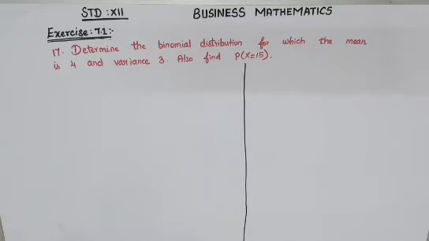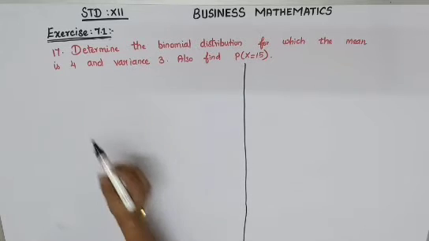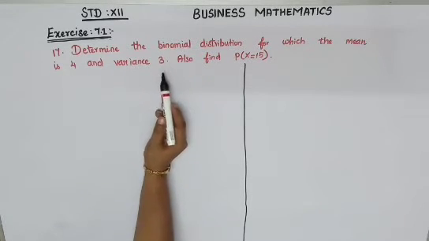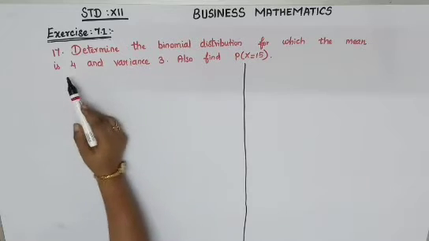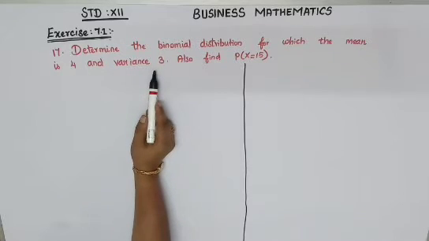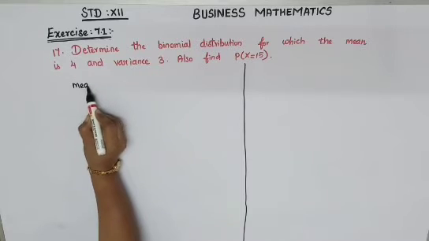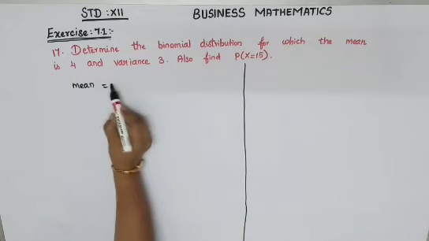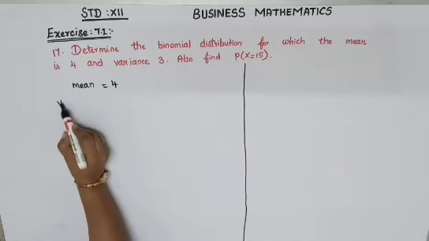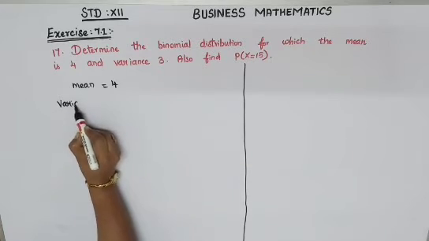17th question. Determine the binomial distribution for which the mean is 4 and variance 3. Also find P of x is equal to 15. So they have given you mean and variance. Okay, so before sum it is mean and standard deviation. Now it is mean and variance. So mean is equal to, they have given 4. Okay. Then variance is equal to 3.